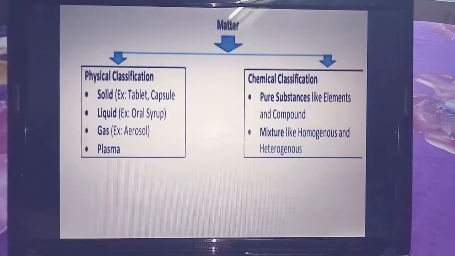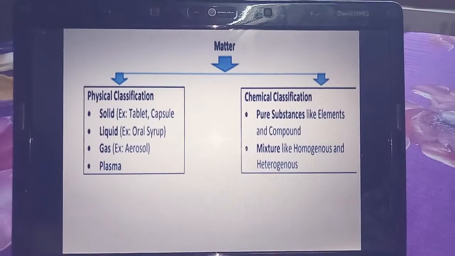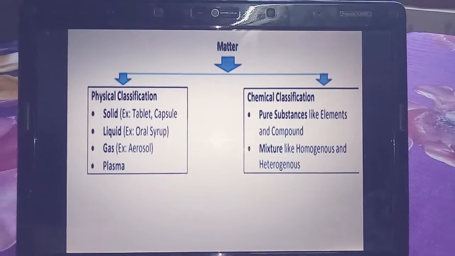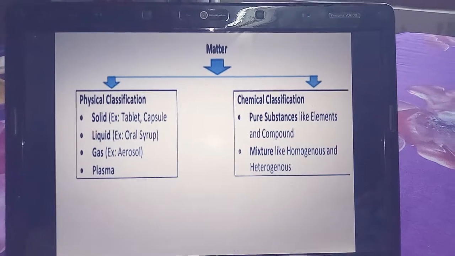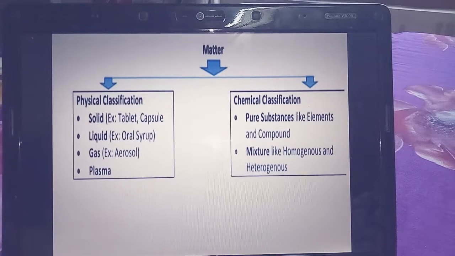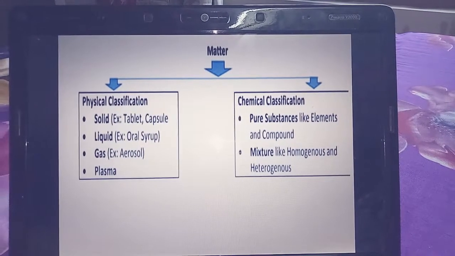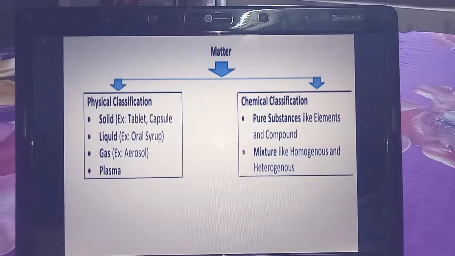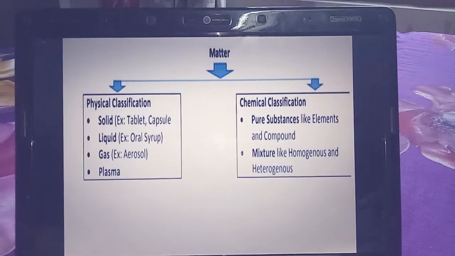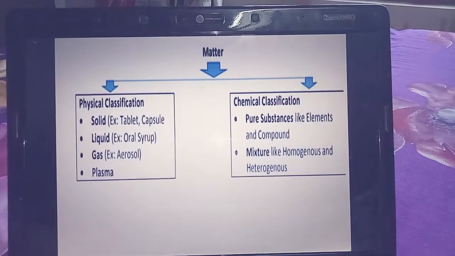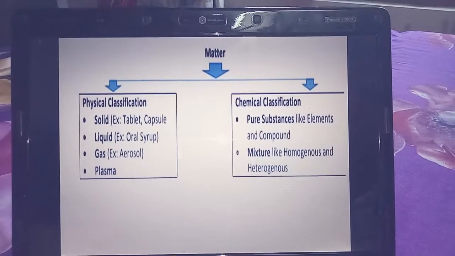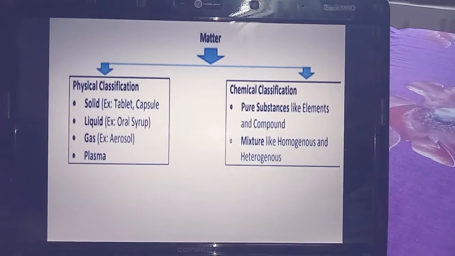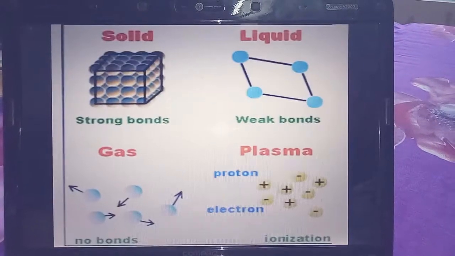Now this is the flow chart which explains the classification of matter, that the matter is classified into two classifications, that is physical classification and chemical classification. In physical classification, the matter is classified into solid, liquid, gas and plasma. In chemical classification, there are pure substances like elements and compounds, and mixtures like homogeneous mixtures and heterogeneous mixtures.